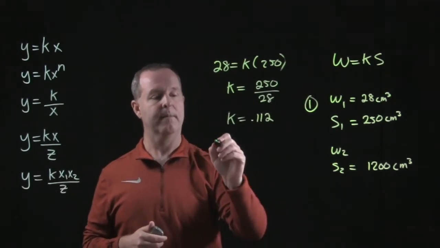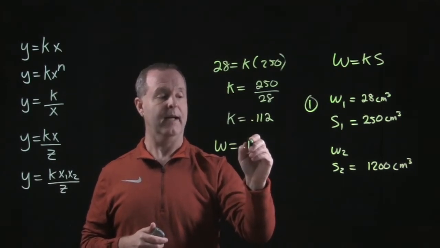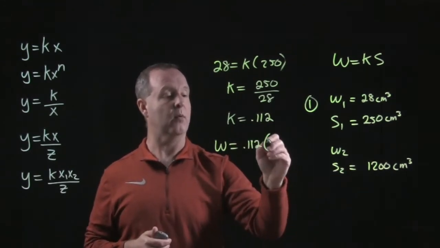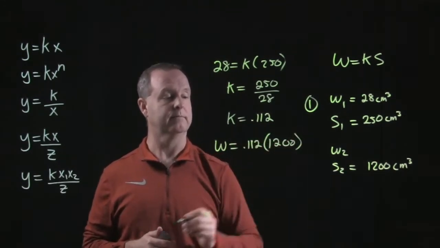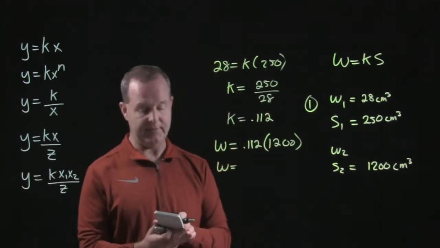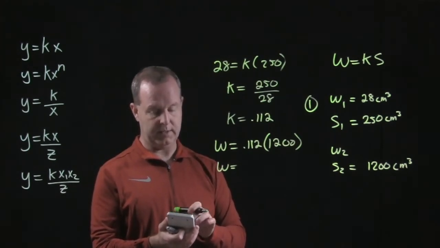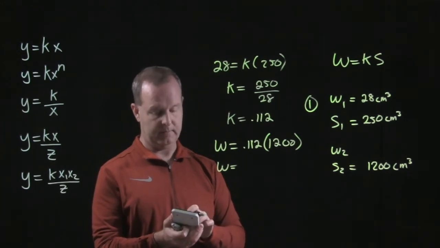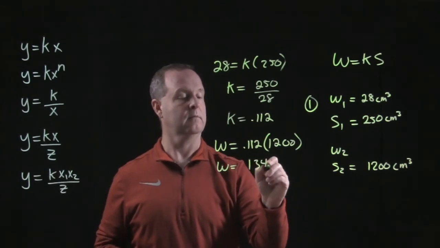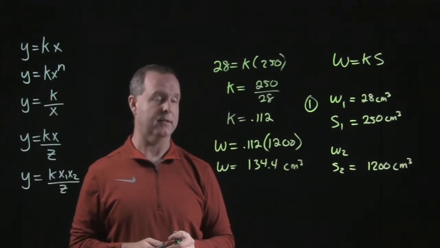So let's go back now. Water produced varies directly at a rate of 0.112 with the snow melt, and the snow melt that we're looking at is 1,200. How much water can we expect to be produced that year, given that situation? 0.112 times 1,200 equals 134.4 cubic centimeters, which is our unit that we have in place at that particular time.